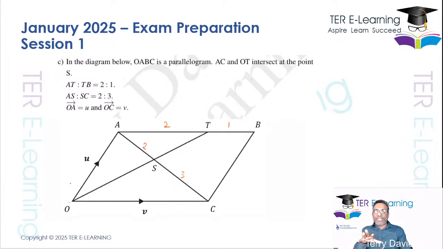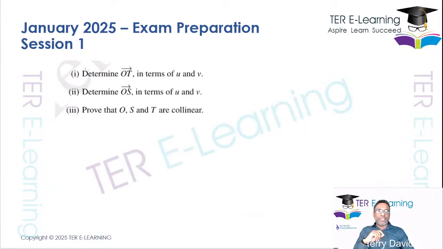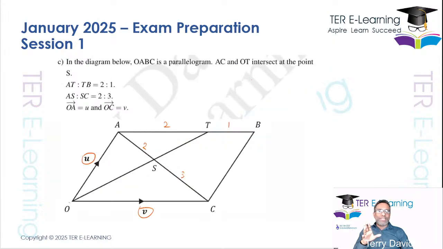Now they gave us some vectors here. They gave us the vector OA, it's U, and the vector OC is given by V. Now the first part of the question, we want to figure out what is the vector OT. I normally tell my class, if you can't do these vector questions, don't bother to get your license, because all we're doing here is traveling from one point to the next. That's all we do. Because this diagram is a parallelogram, I'm going to put in some information here that I should know.